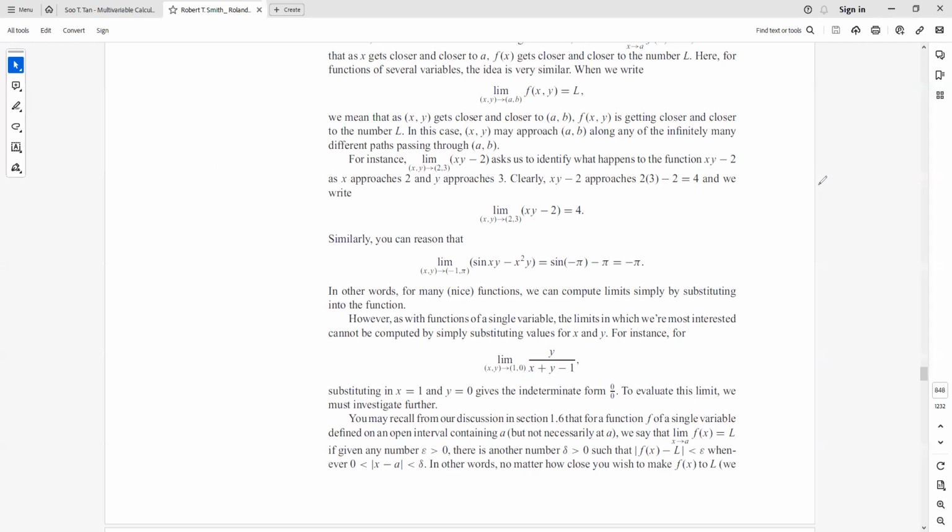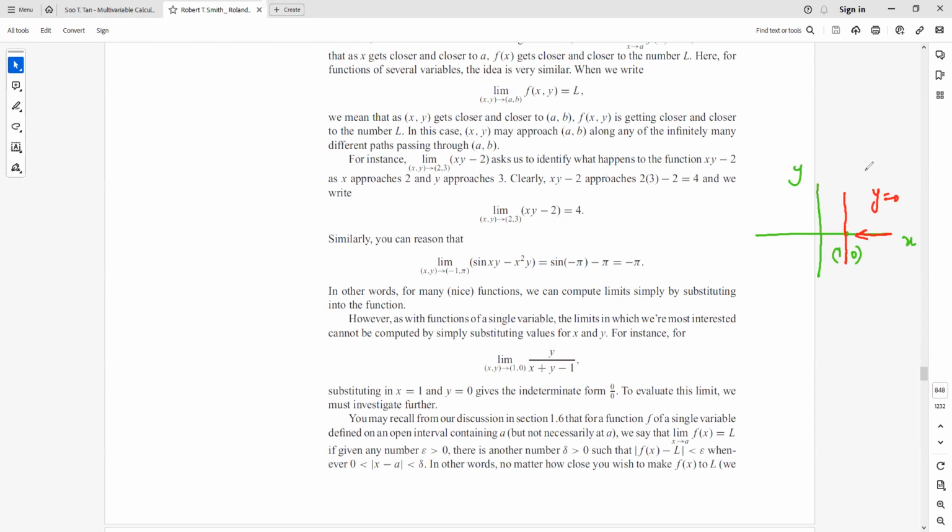So let's draw it on the xy plane. Now this point 1 comma 0 is, let's say, somewhere here. This is the point 1 comma 0, so its x coordinate is 1 and y coordinate is 0. Now we can approach this point in various ways, right? For instance, we can approach this point from this path, where we can say y is equal to 0.